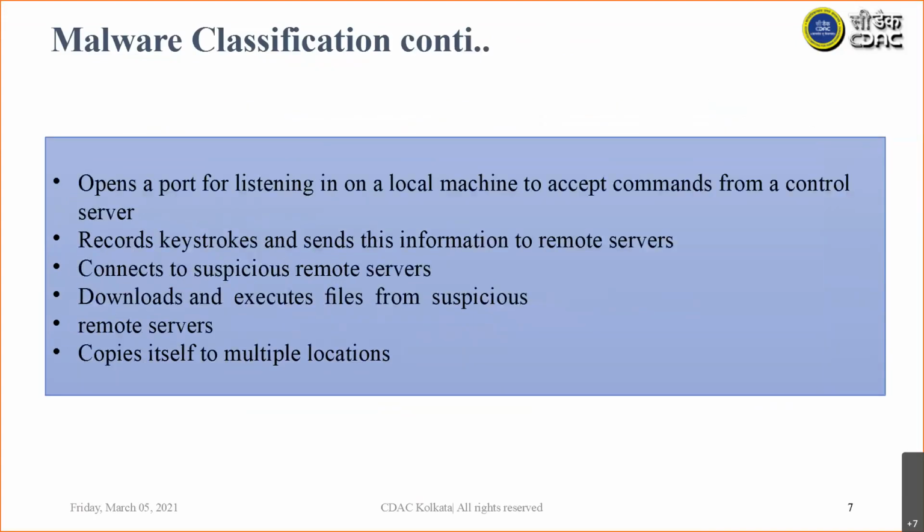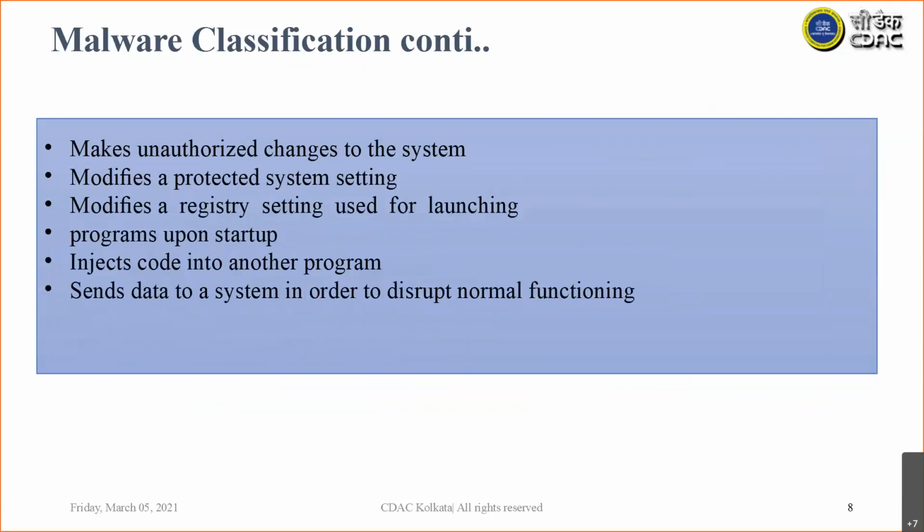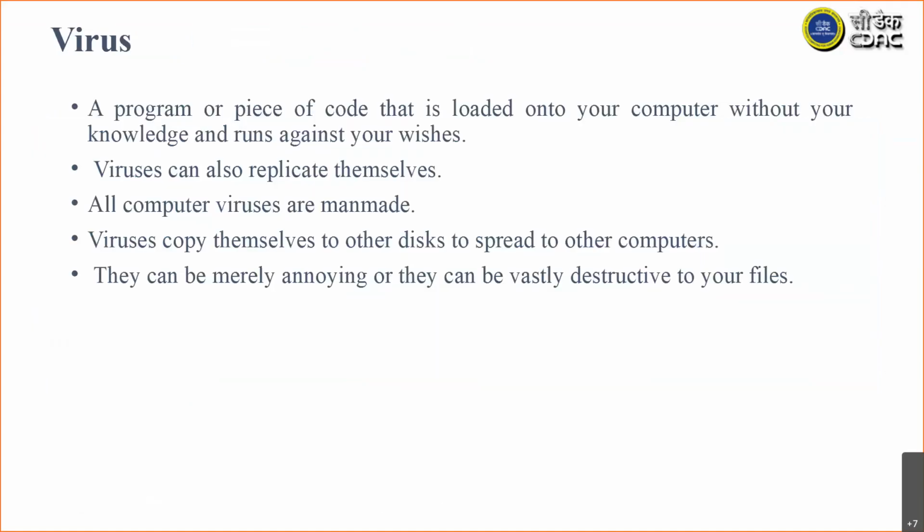It opens a port for listening in on a local machine to accept commands from a control server, records keystrokes and sends this information to remote servers, connects to suspicious remote servers, downloads executable files from suspicious servers, copies itself to multiple locations, makes unauthorized changes to the system. It modifies a protected system setting, modifies a registry setting used for launching programs, injects code into another program, sends data to a system in order to disrupt normal functioning.